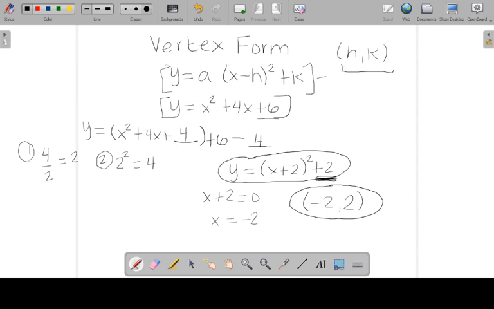Then if it asks for the axis of symmetry, the axis of symmetry is always just the x coordinate of the vertex. So your axis of symmetry is going to be x equals -2. So this is your axis of symmetry, and this is your vertex. And this is it written in vertex form.